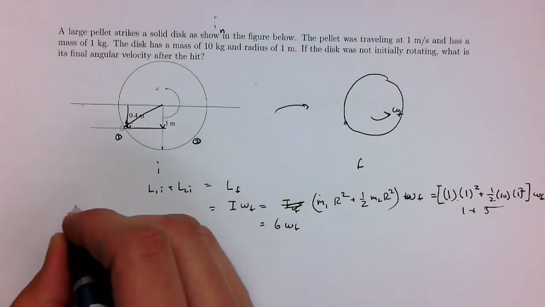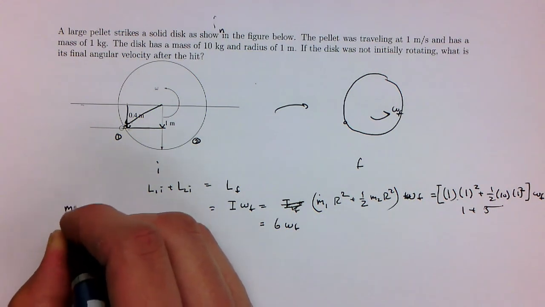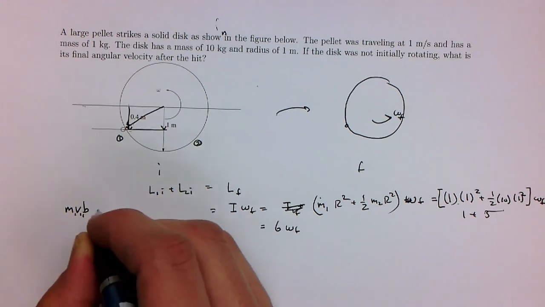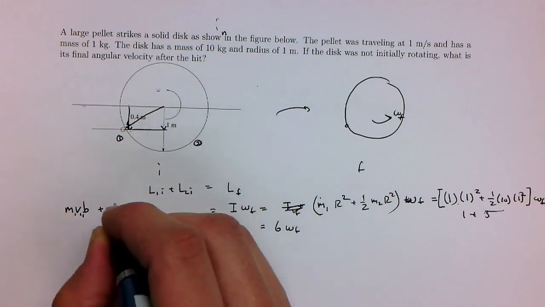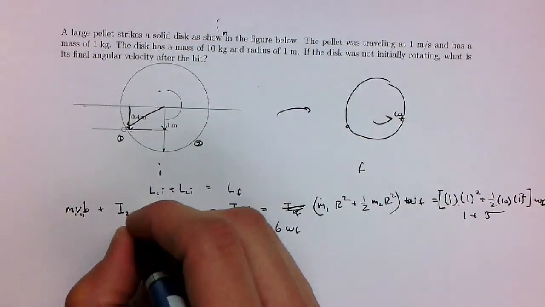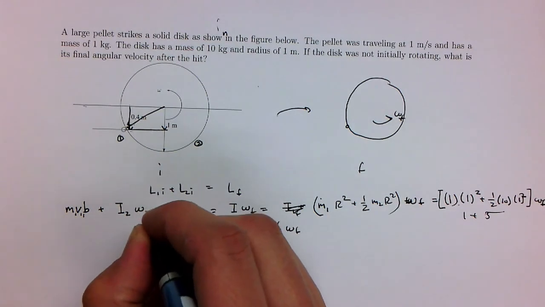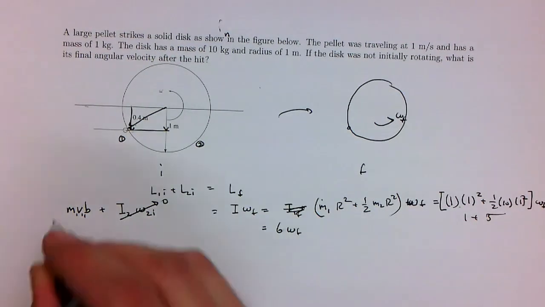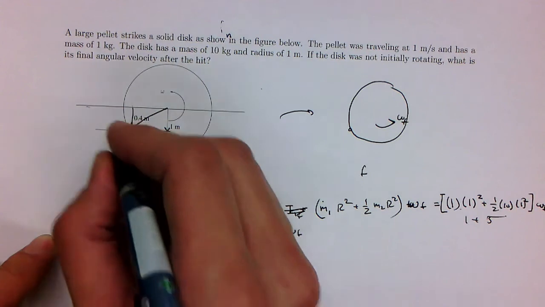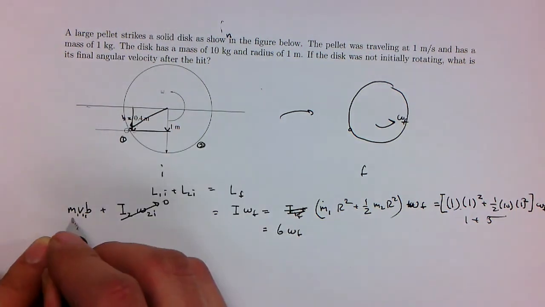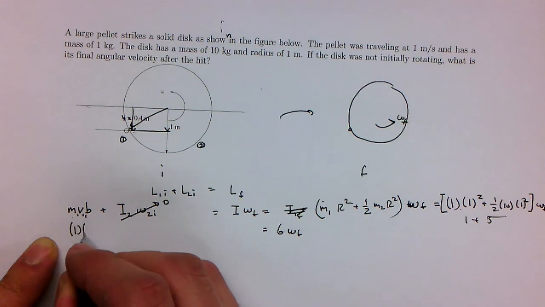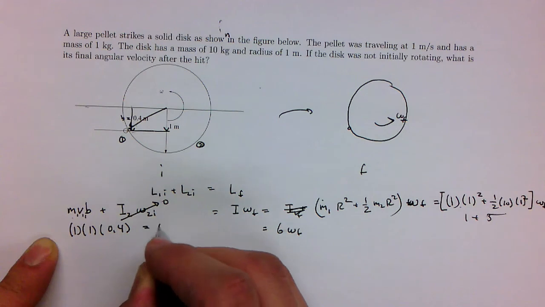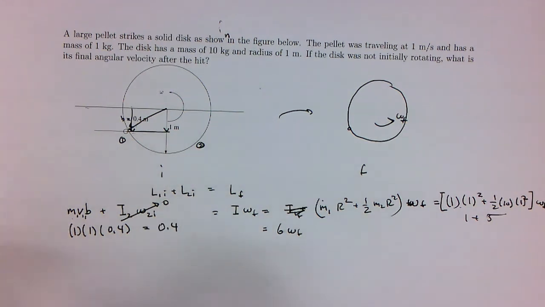So the initial angular momentum is going to be m v b, where b is the impact parameter, so m1 v1 initial times b, plus L2, which is going to be I2 times omega 2 initial. But omega 2 initial was at rest, so this is going to be 0. So we just have m v b, where b is equal to 0.4 meters. m1 is 1 kilogram, v is 1 meter per second, and b is 0.4. So this is equal to 0.4, which is equal to 6 omega f.